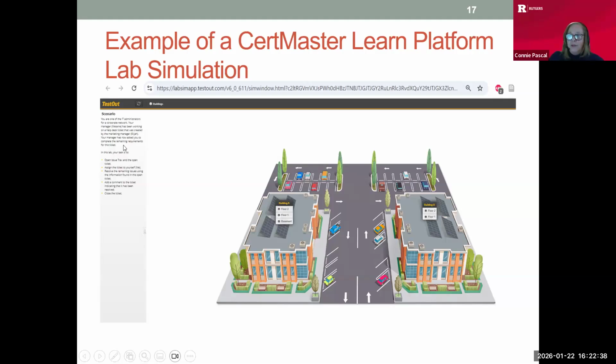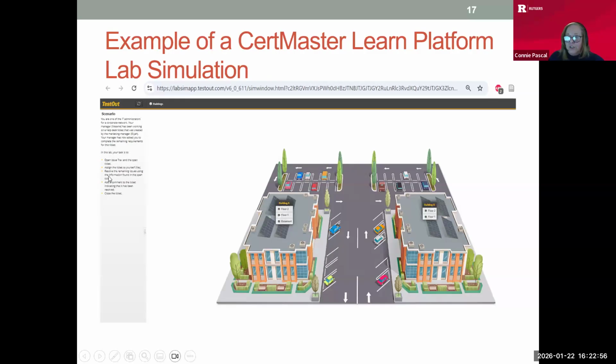This is your problem. You may or may not be able to read it. It says you are one of the IT administrators for a corporate network. Your manager, Melanie, has been working on a help desk ticket that was created by the marketing manager, Elijah. Your manager has now asked you to complete the remaining requirements for this ticket.